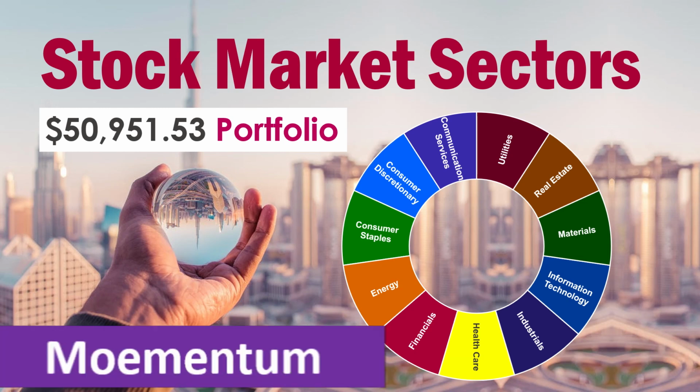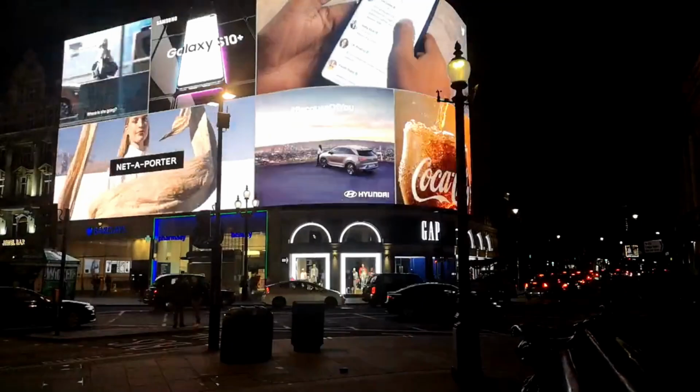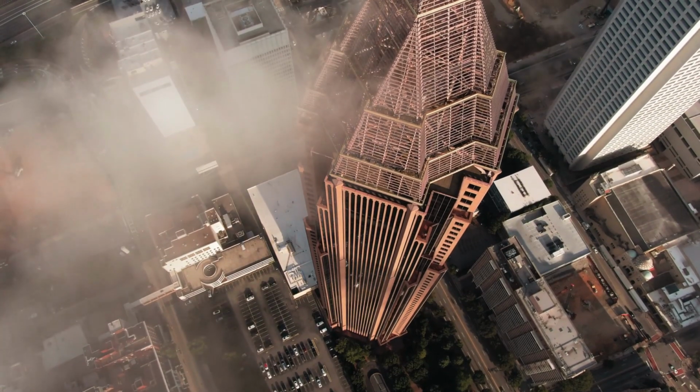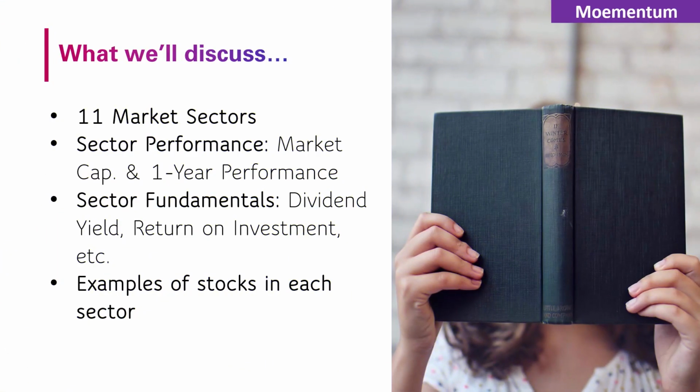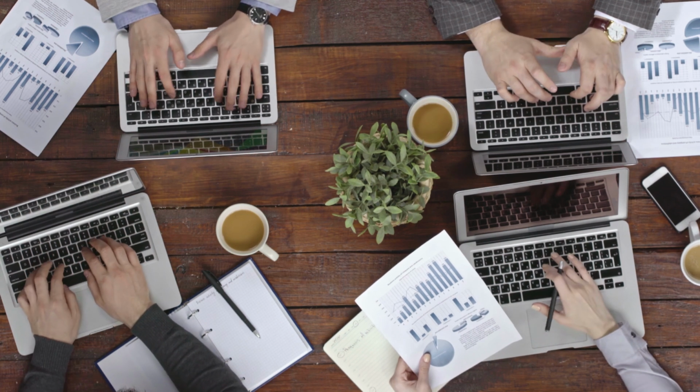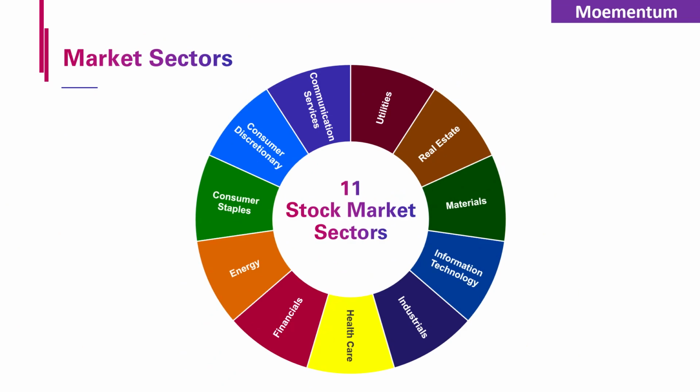As a stock market investor, you've probably heard about diversification, which allows you to lower your risk. One way to diversify is through investing in companies that are in different market sectors. This video is all about that. We'll review the 11 different market sectors that exist, analyze their one-year performance, assess their fundamentals by looking at the dividend yield, which would be of interest to dividend investors, as well as return on investment, which would be of interest to growth investors. Here's an overview of the 11 stock market sectors.